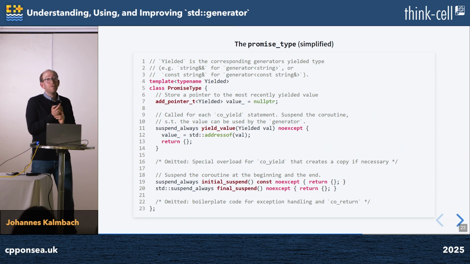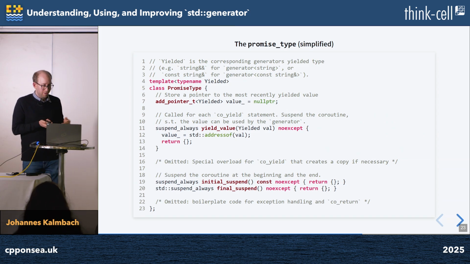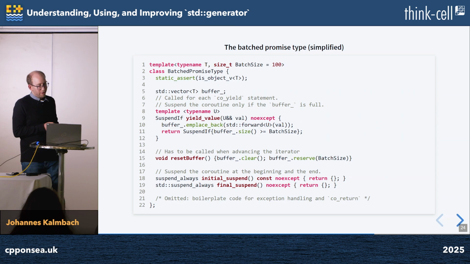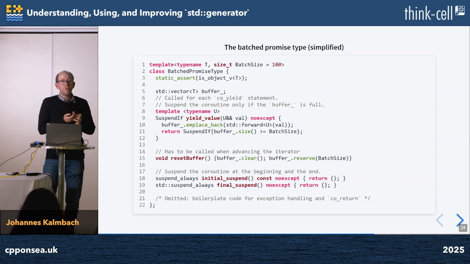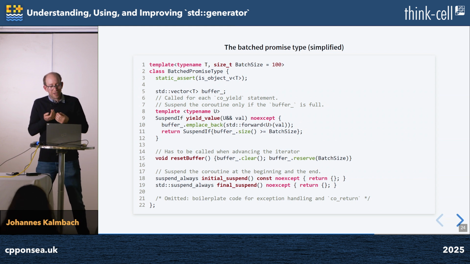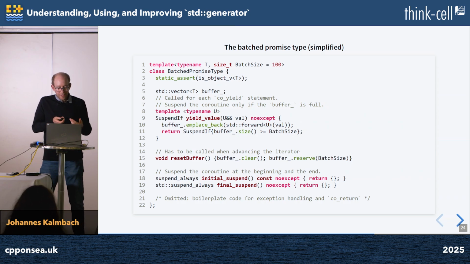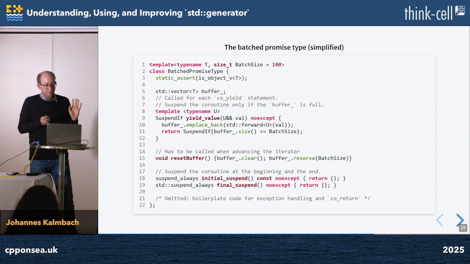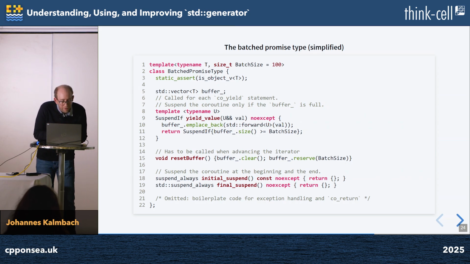And now, if we want to move this to batched, the central thing we have to do is, we don't store a pointer to a single value, but in line 5, we store a buffer. I have a batch promise type, which I will use for a batch generator. It is templated on the type I'm yielding and on the batch size in this case. There are ways to specify the batch size at runtime, but that is beyond the scope for now.